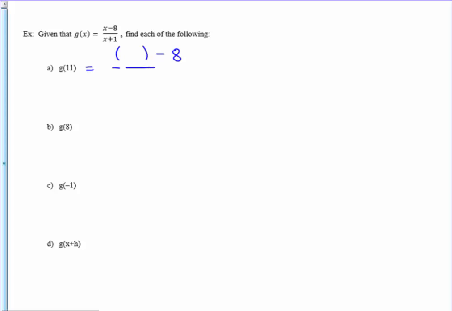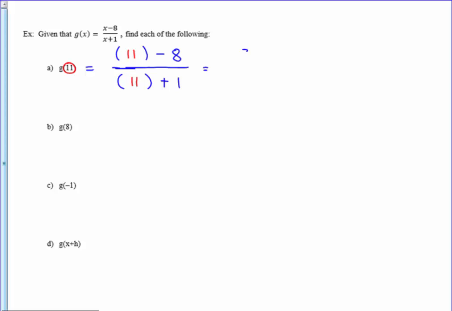So something minus 8 over something plus 1. It's not necessary to do this all the time, but it does make it easier. In this case, my x is 11, and so in place of the original x's, I put 11. Okay, now in this case, the parentheses were not necessary, but like I say, it's good to put them all the time because it helps you keep from making mistakes later on.